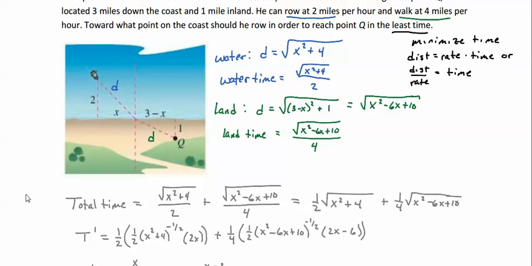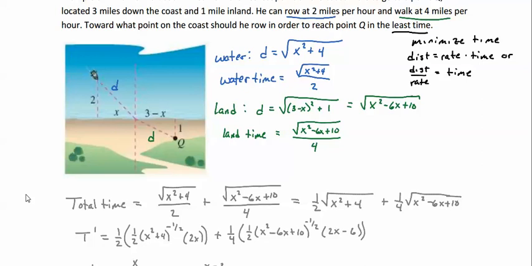Do the same thing for the land. I labeled the land with my green d. So land is 3 minus x, right, according to what they have labeled on the coast, all squared, plus 1 all squared, and we'll take the square root of that. We found earlier that it's much easier to have a polynomial underneath our radical, so I simplify 3 minus x all squared, add my 1, and I have x squared minus 6x plus 9 plus 1. It gives me x squared minus 6x plus 10. And then we're going to divide that by the 4 miles per hour he could walk on land, and I have the amount of time for land.